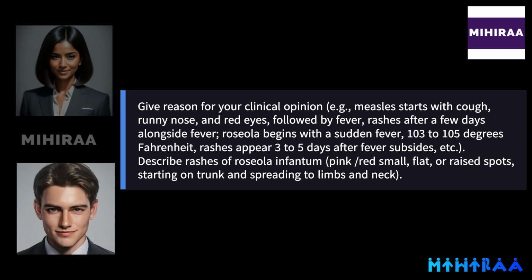In Roseola Infantum, the rash typically manifests as pink or red small, flat, or raised spots. These spots tend to first appear on the trunk before spreading to the limbs and neck. While it can certainly be unsettling to see, it's important to remember that with proper care and attention, Mia will likely recover fully from this viral illness.